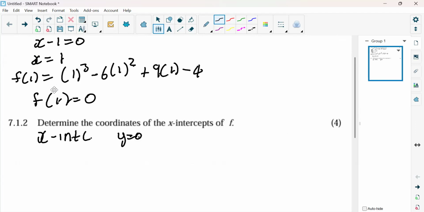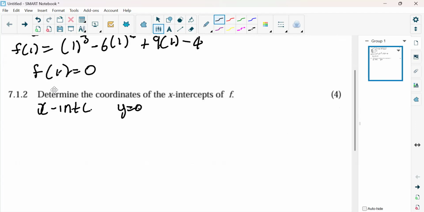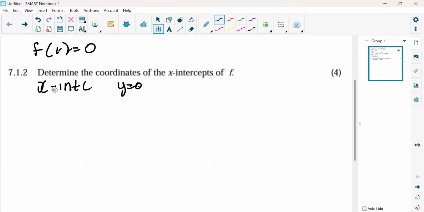So let's go to our Casio calculator. Firstly, let's start by saying f(x) is going to be equal to 0 and write the equation, because it's one of the important steps in this. We are going to tell them the x-intercept, y should be equal to 0. So 0 is equal to x cubed minus 6x squared plus 9x minus 4.